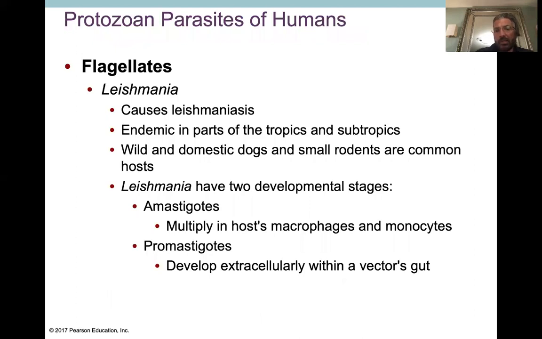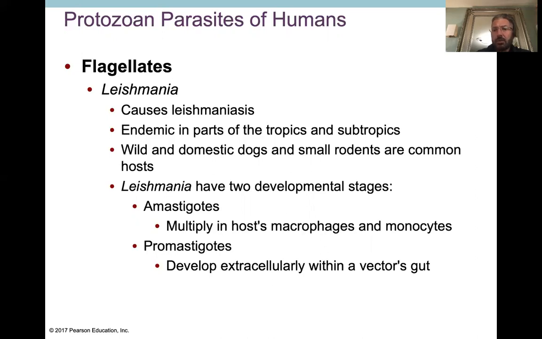Leishmania, when you see this, it's going to cause major skin damage. So it's going to be in the skin, and we're going to see a picture coming up of what they call a Baghdad boil, but these are very, very elevated and very, very brown. These are carried by sandflies. Cause Leishmaniasis, right? Endemic in parts of the tropics and subtropics. Wild and domestic dogs and small rodents are common hosts. So whatever this sandfly is going to be biting.